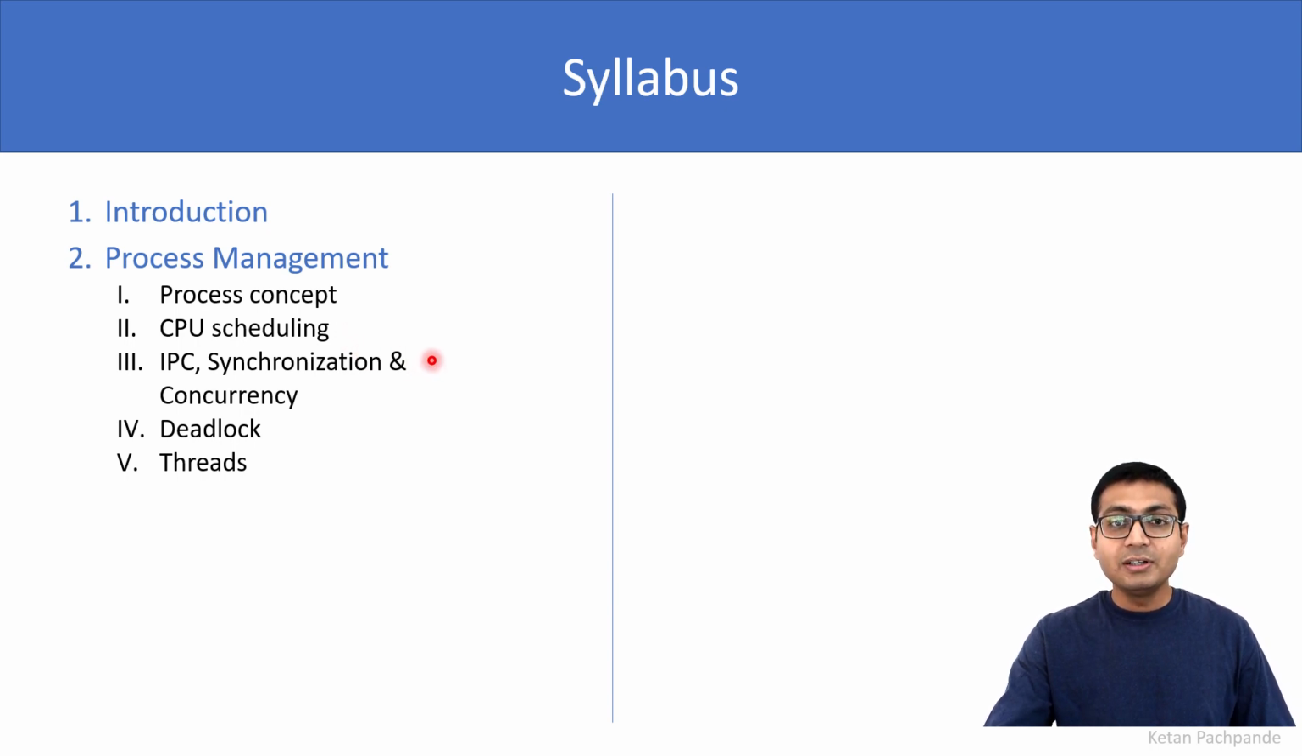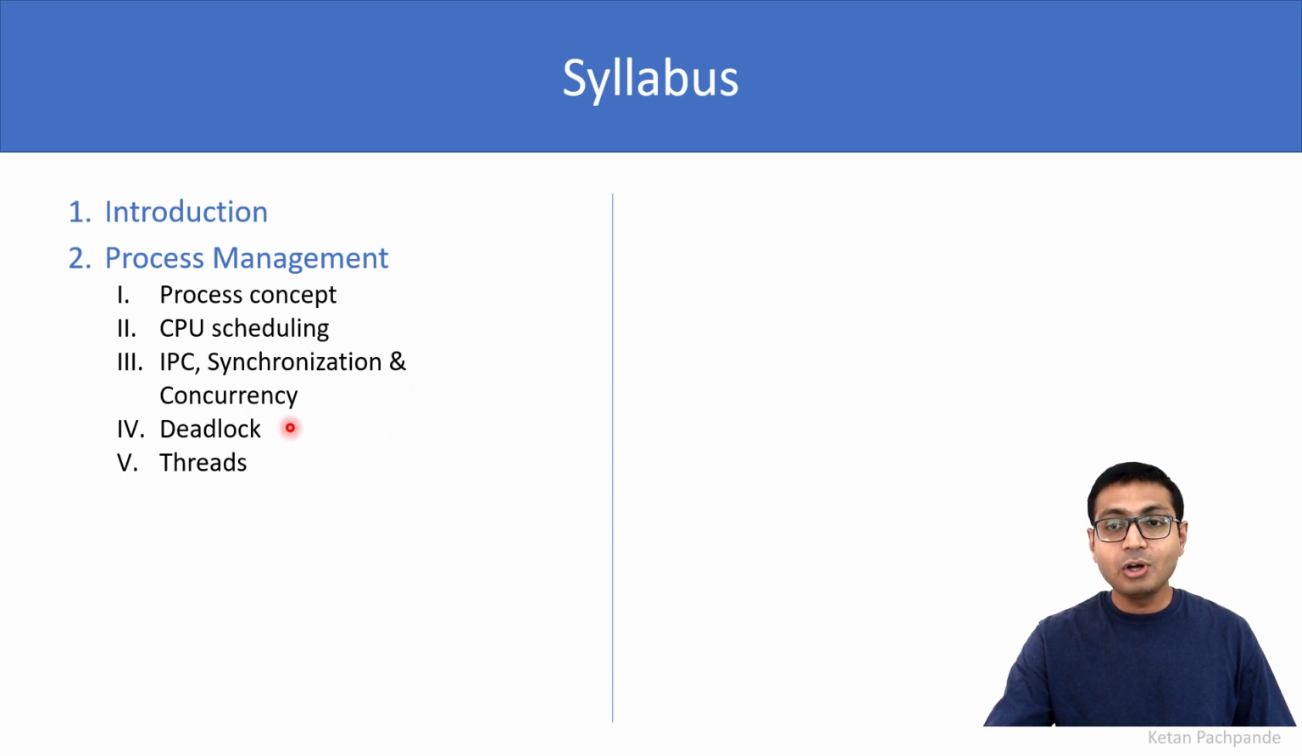Next, I will go through inter-process communication, synchronization and concurrency. This chapter is required when two or more processes need to communicate with each other, and while communicating, what problems they face. For example, race condition. So how do we solve this race condition? What are the different synchronization techniques? All that we are going to learn here.